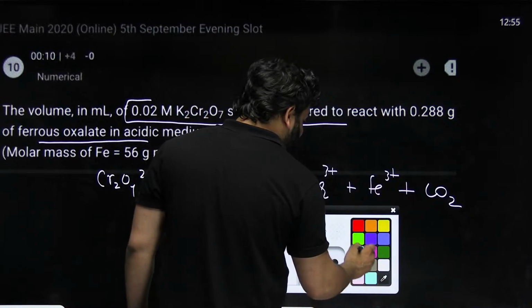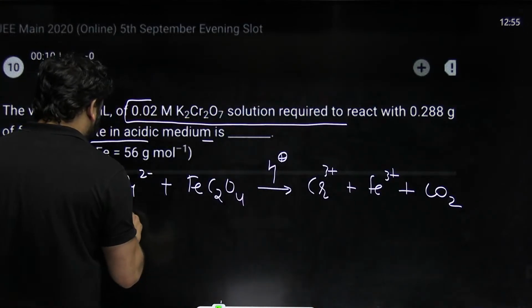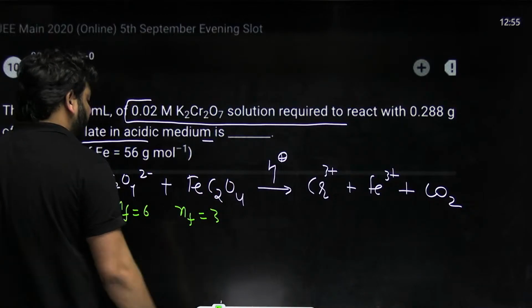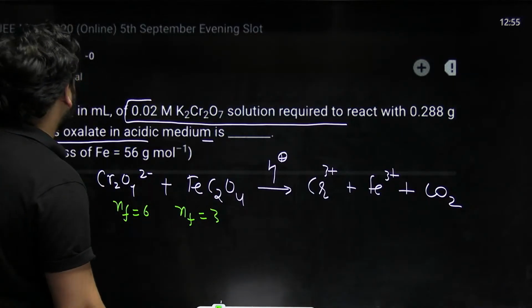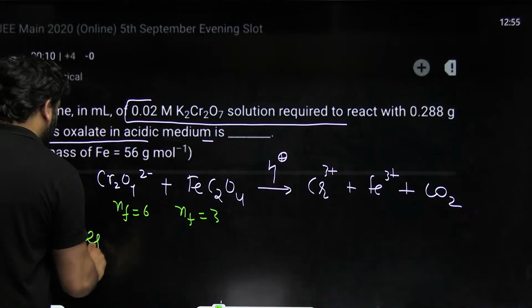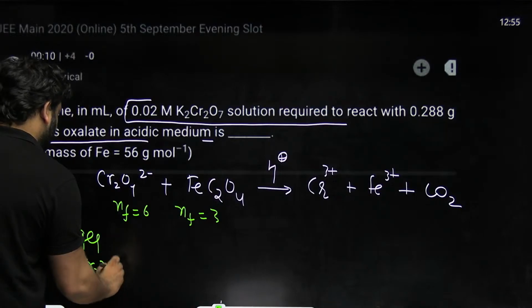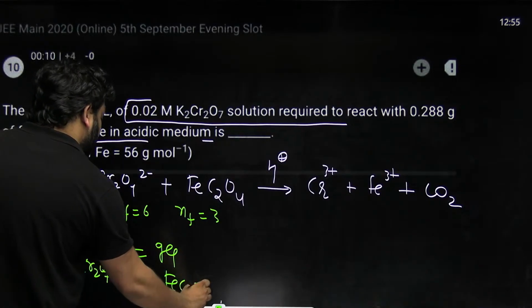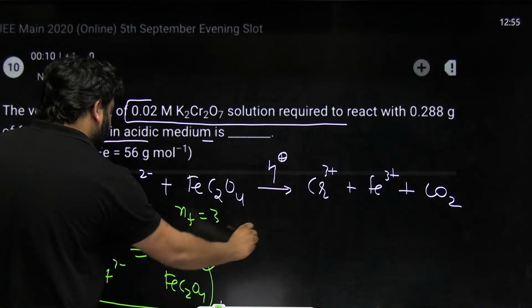So without wasting our time, let me just give you an idea that the n factor for Cr2O7 2- will be 6, and the n factor for FeC2O4 will be 1 plus 2, 3. So now you just apply this concept: gram equivalent of Cr2O7 2- must be equal to gram equivalent of FeC2O4. If you do it, you will get your answer.